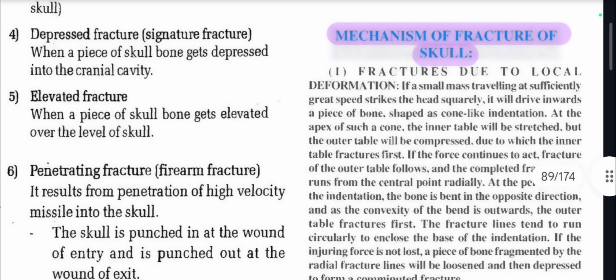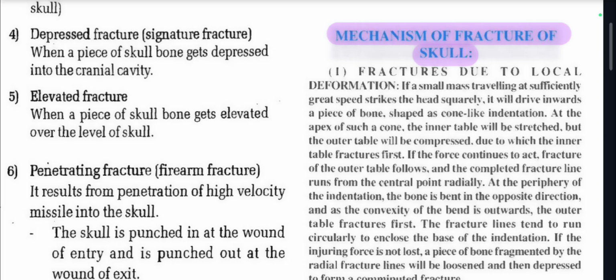The first point is fractures due to local deformation. If a small mass traveling at sufficiently great speed strikes the head squarely, it will drive inwards a piece of bone shaped as a cone-like indentation. At the apex of such a cone, the inner table will be stretched but the outer table will be compressed, due to which the inner table fractures first.